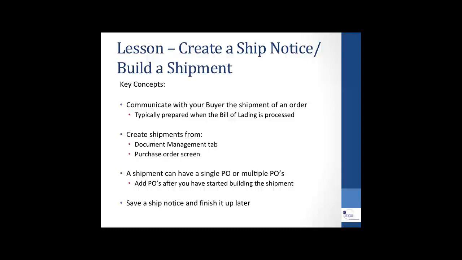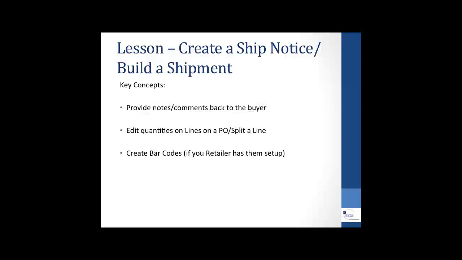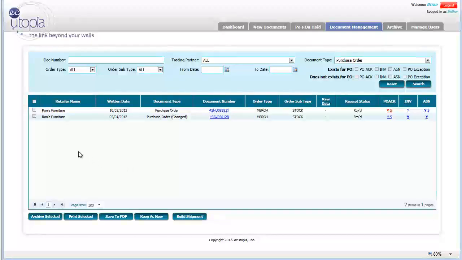We're going to create the document from one of two places, either the Document Management tab or the Purchase Order screen. We can save a ship notice up and finish it later if we get to a point where we can't complete it. We can have multiple POs on a shipment. We have the ability to provide notes and comments back to the buyer. You can edit quantities on a line or split a line. And if your retailer has given you the ability, you can actually create barcodes as well.